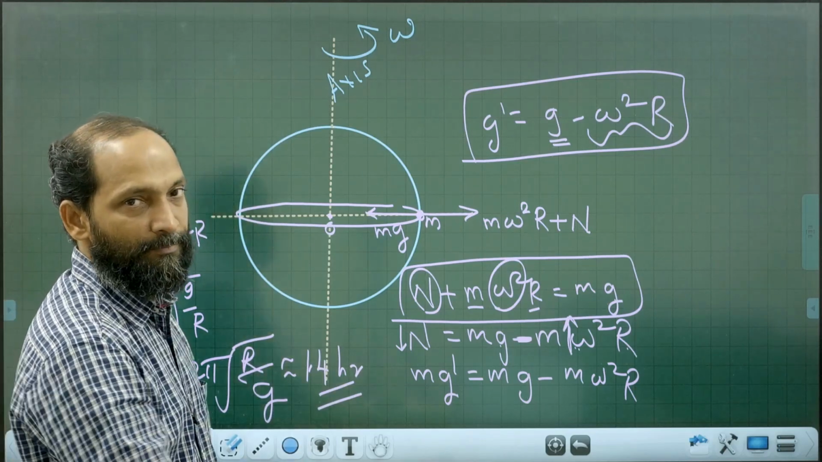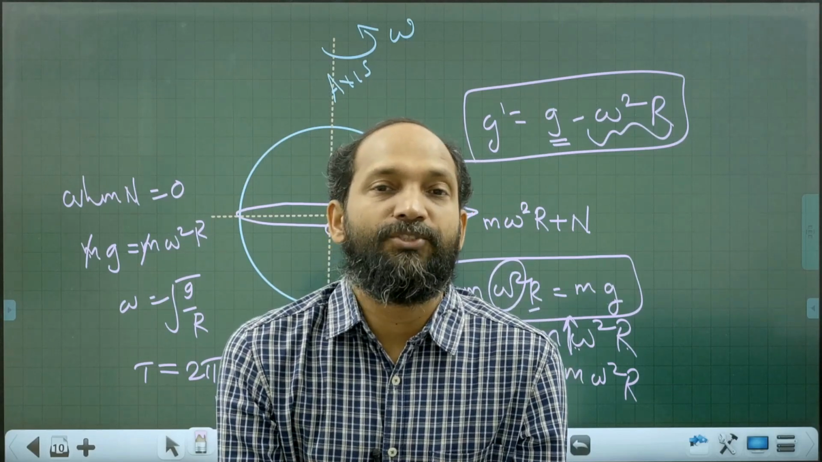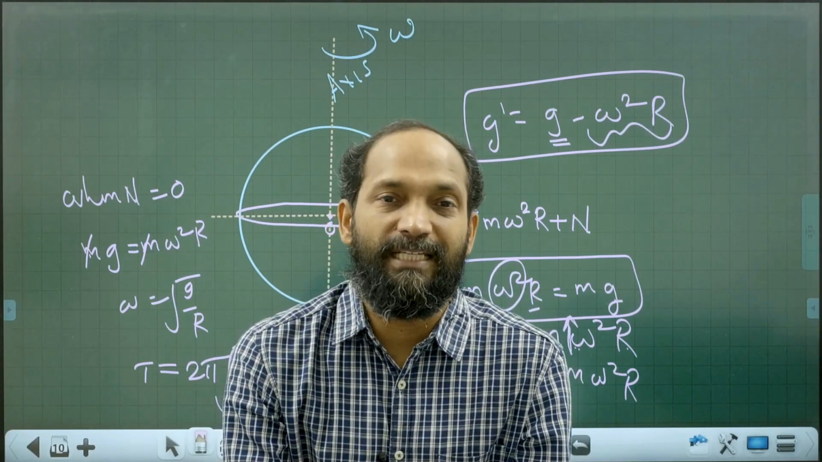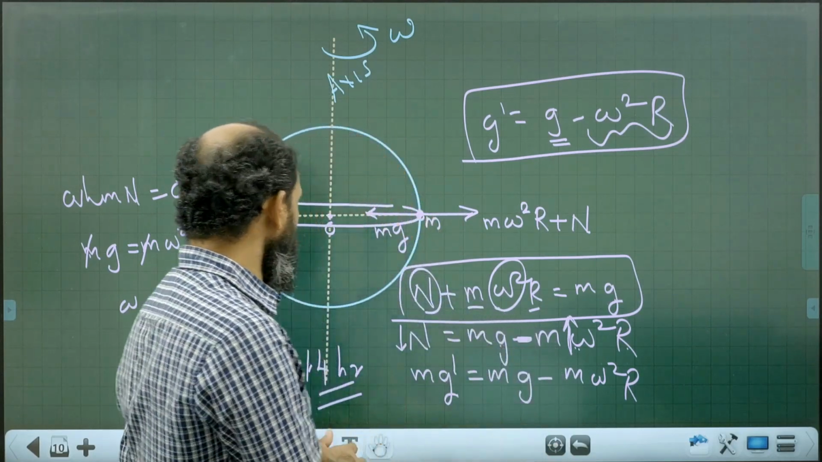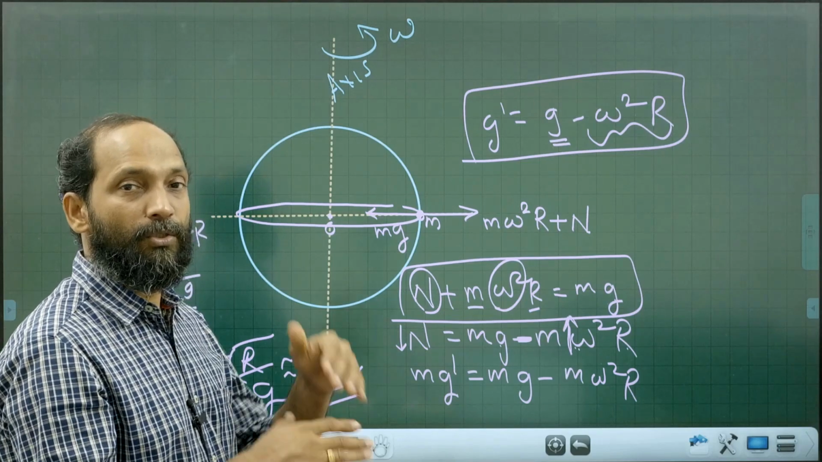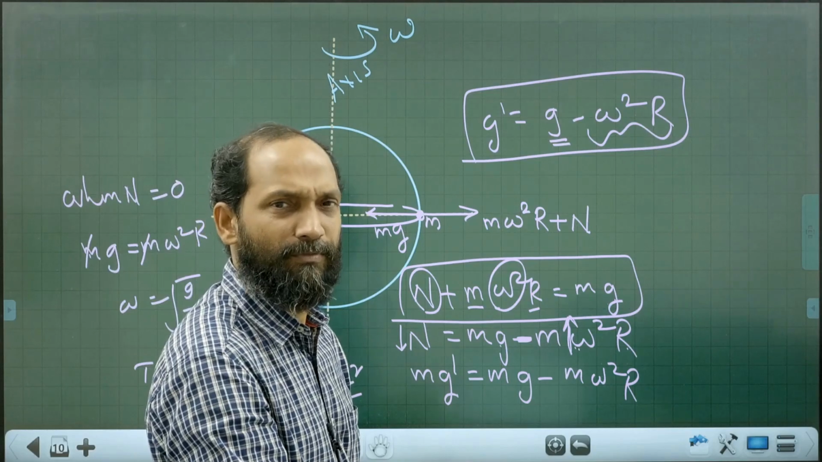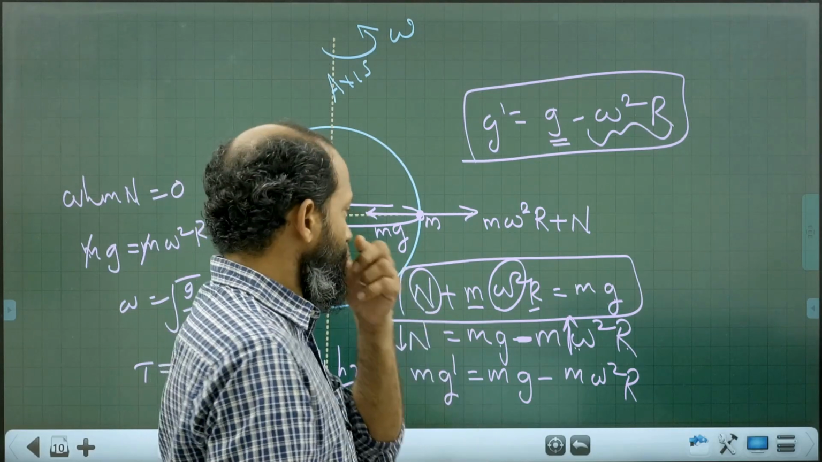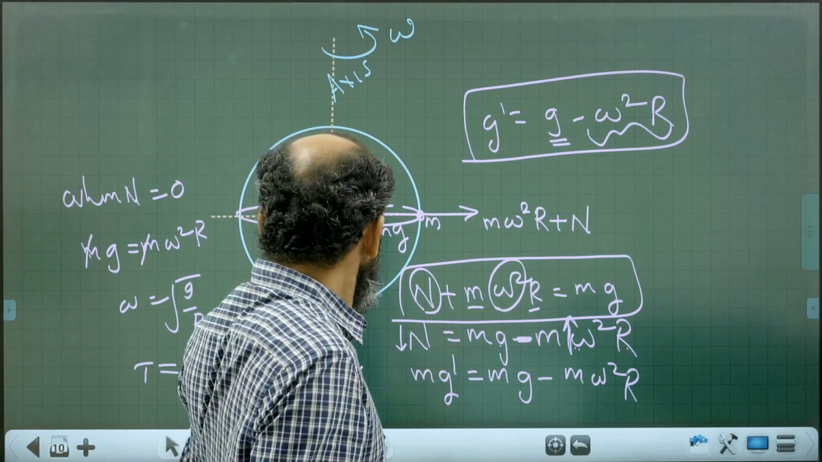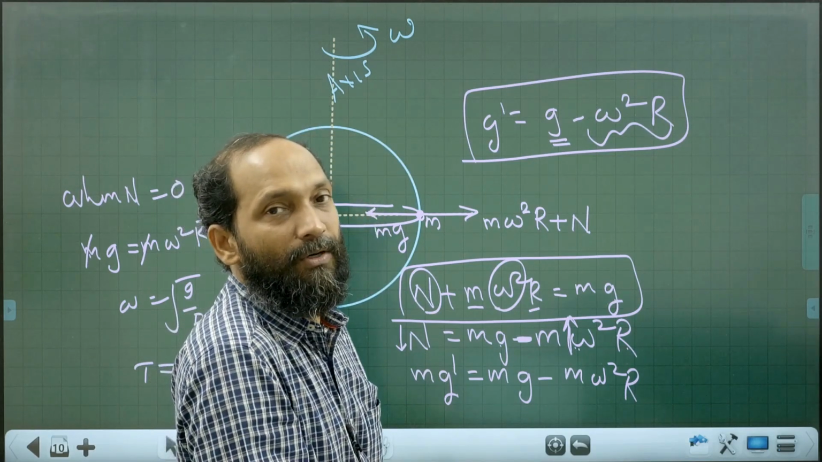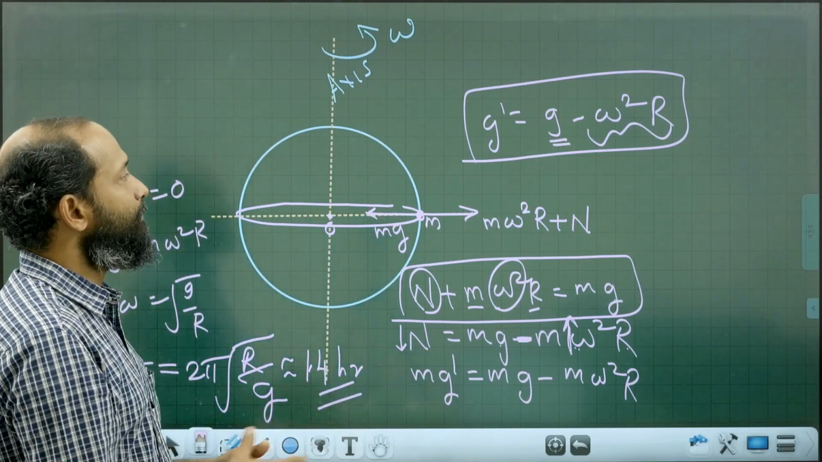That means when Earth increases its speed, its time period decreases, and when the time period becomes 1.4 hours, that means Earth rotates itself in 1.4 hours, close to 1.5 hours, very close, 1 hour 20 minutes something. Then 84.6 minutes. Then the person on the equator will feel weightlessness. That's also an important question based on this.